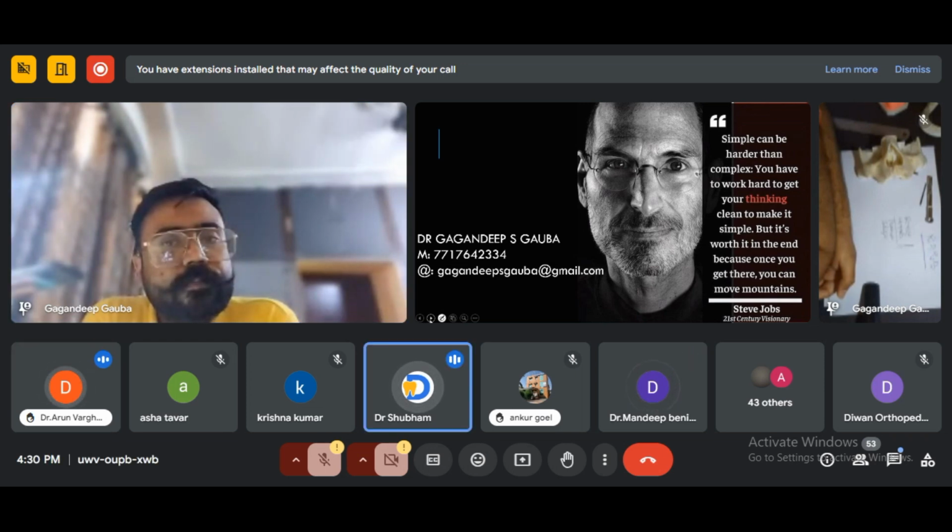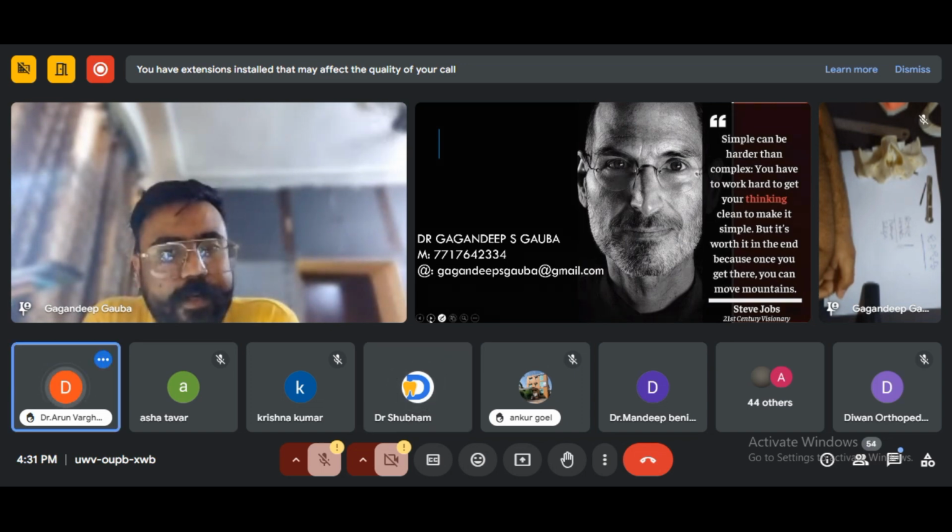Sir, how do we remove an old implant, or if you want to reposition the implant, how do we remove these basal implants if they are properly engaged? Sometimes we want to reposition them for a prosthetic region or any region.